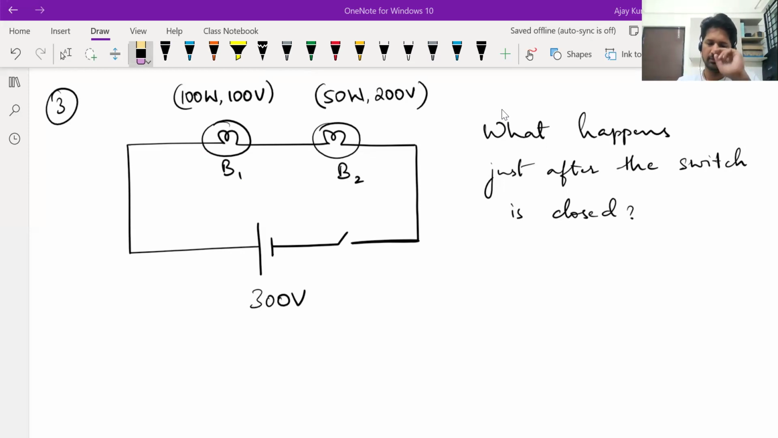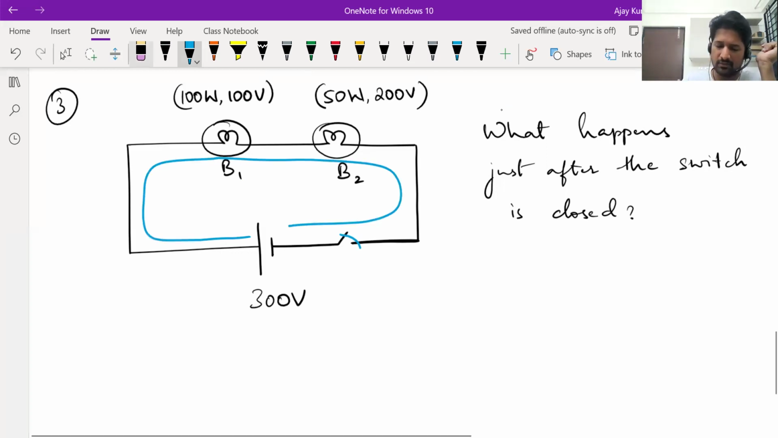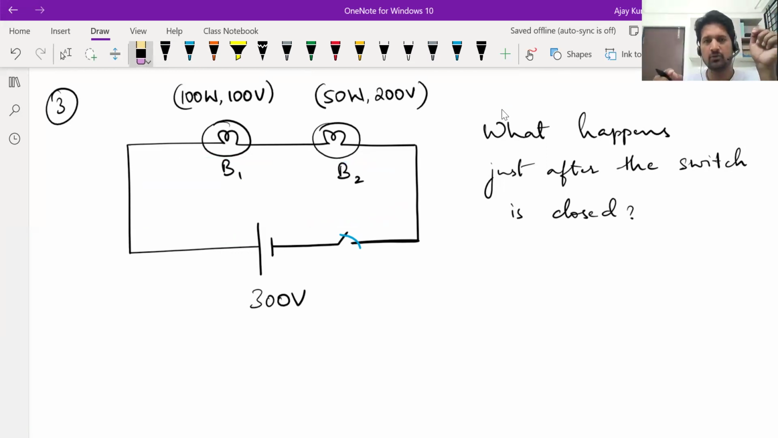See, actually what happens, the moment we close this switch, current will start flowing everywhere in the circuit. It's not that current has to first go through the bulb B1, then through the bulb B2, and then reach this side of the battery. The moment you close the switch, electric field gets set up and it starts driving electrons everywhere in the circuit. So there will be a current. As long as the circuit is not broken, there will be a current.